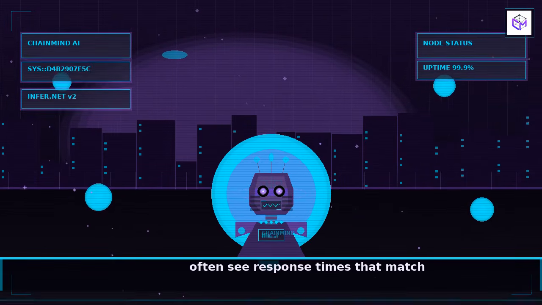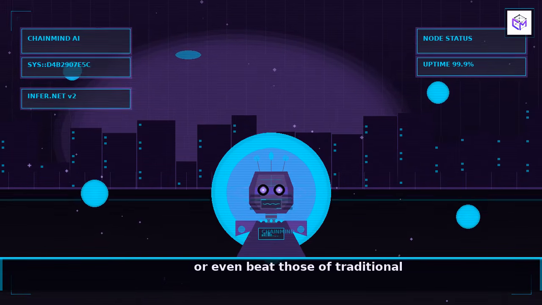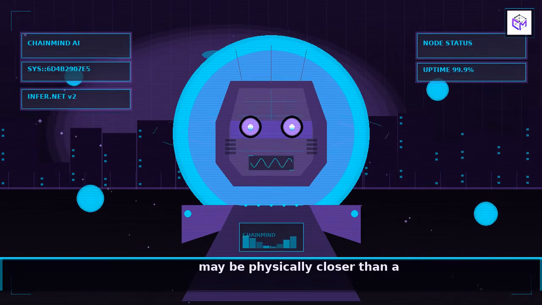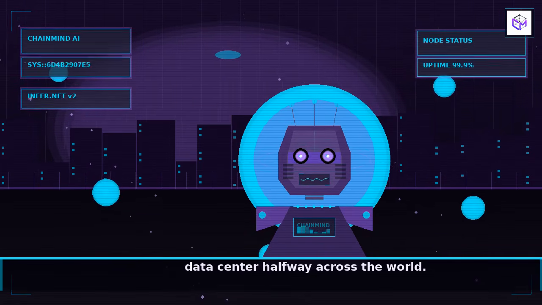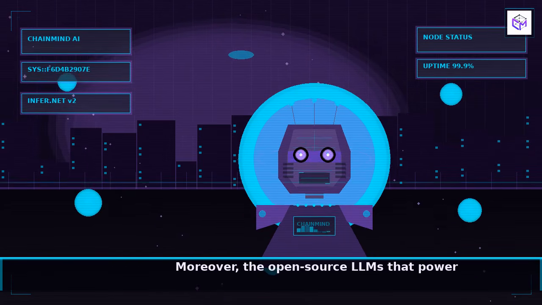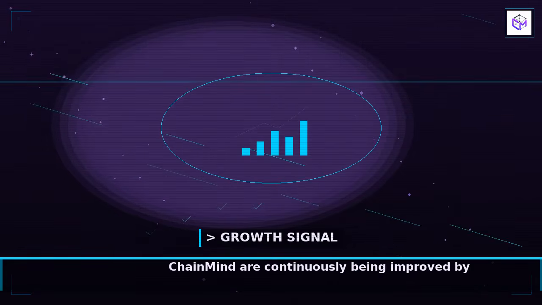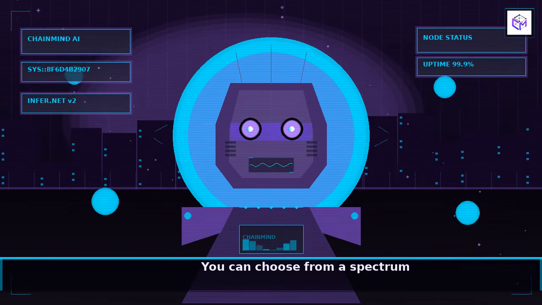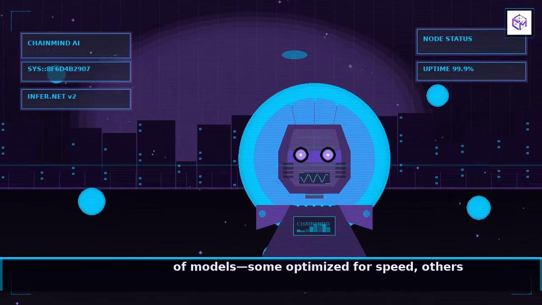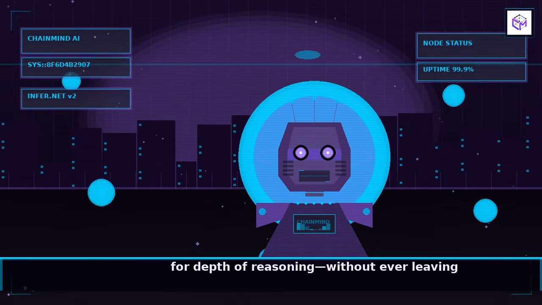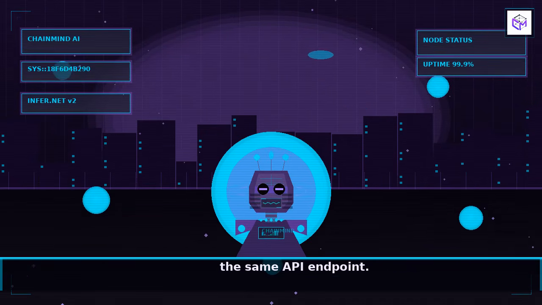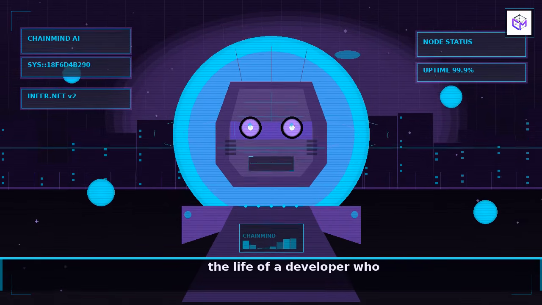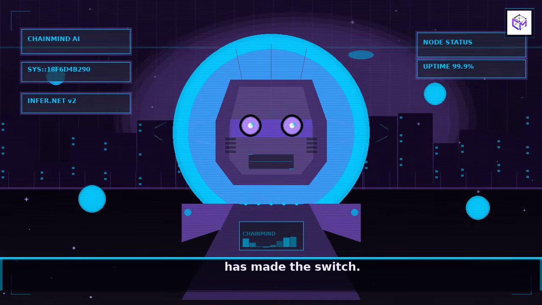In practice, users in West Africa often see response times that match or even beat those of traditional cloud APIs, because the nearest node may be physically closer than a data center halfway across the world. Moreover, the open-source LLMs that power ChainMind are continuously being improved by a global community of researchers. You can choose from a spectrum of models, some optimized for speed, others for depth of reasoning, without ever leaving the same API endpoint. Let's walk through a day in the life of a developer who has made the switch.